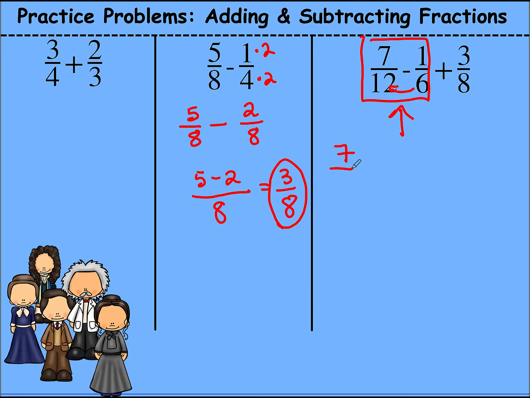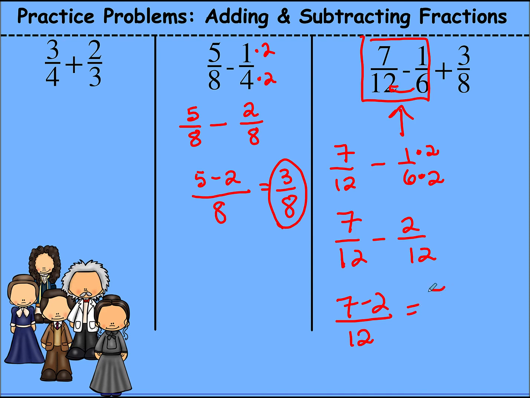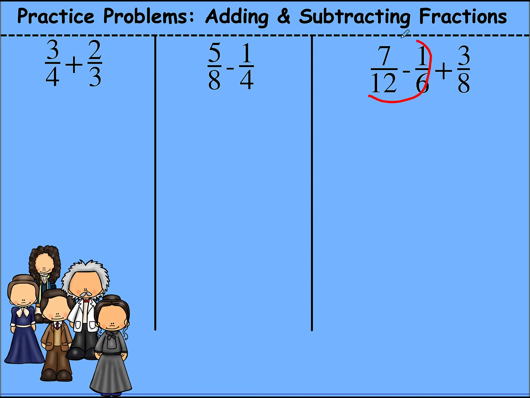So I'm going to keep 7/12, and then 1/6 I need to rewrite with a 12. So 6 times 2 makes 12. 1 times 2 is 2. So I have 7/12 minus 2/12. Keep the denominator, subtract the numerators, and I have 5/12. So now I know that this is now 5/12 plus 3/8.